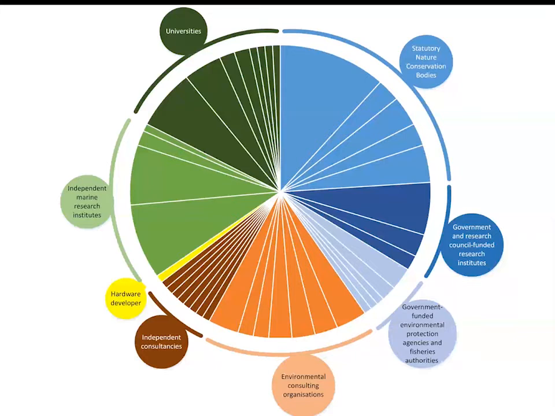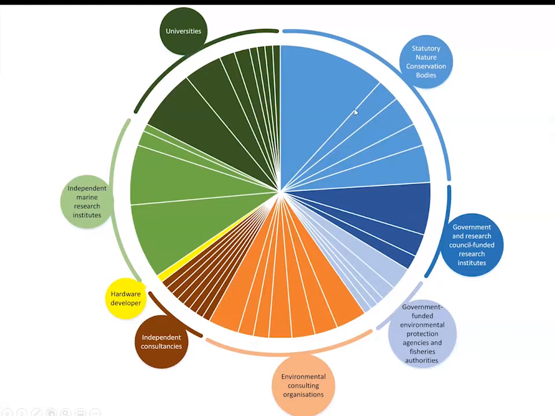And you can see, if you look at the blue areas of this chart, these are your government funded bodies, and some of them are more research focused, and some are more environmental protection, fisheries focused, and some are more biodiversity conservation focused. They almost form, it's almost a third, maybe slightly more than a third of the group.